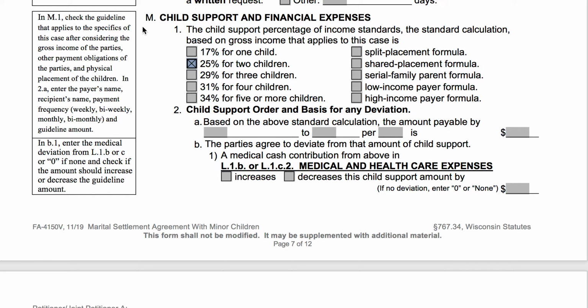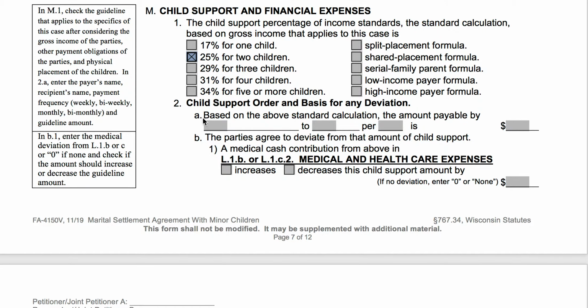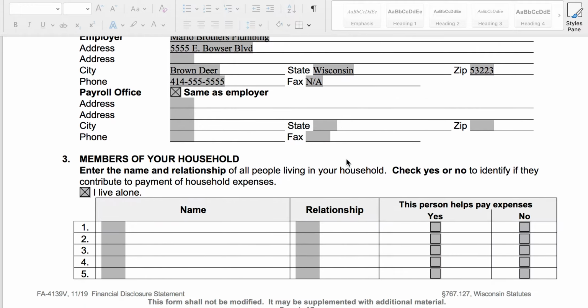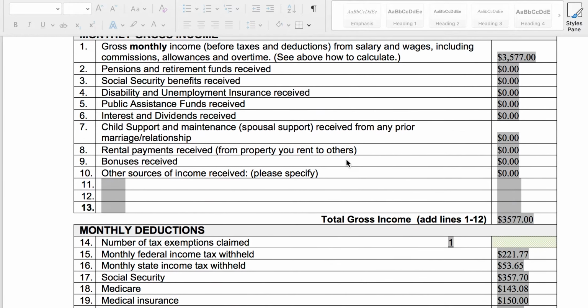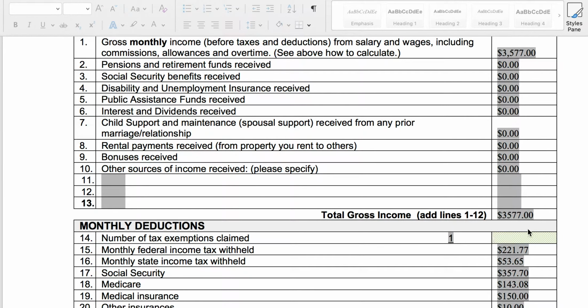All right, so once we've decided which of these 10 we fit into, we come down here and you can see the first one wants to know, based on the above standard, based on whichever box you checked, what would the standard amount be? And so that's where we will take, because if you're in the percentage standards, it's a lot easier. So we're in the percentage standards. You go over here. We go to the number on John's financial. We see that his gross income is $3,577.